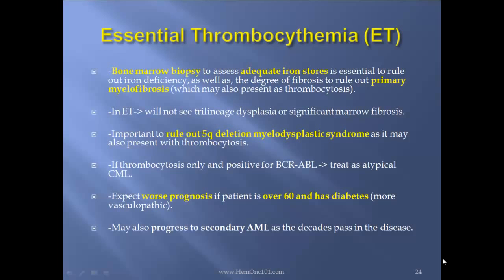If thrombocytosis only and positive for BCR-ABL, then treat as atypical CML. Expect a worse prognosis if the patient is over 60 and has diabetes, more vasculopathic. It also prevents a secondary AML as the disease progresses.